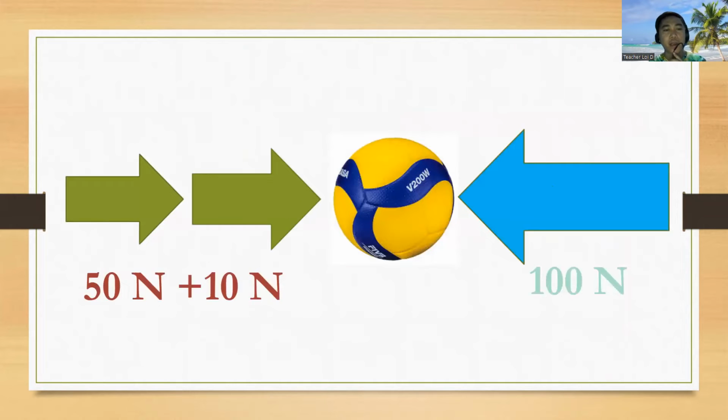This one, 50N plus 10N. And then, dito sa kabila naman, force C is 100 newtons. So, saan mapupunta yung volleyball? Yung ball na lang, sa mapupuntang direction. Sa left ba o sa right? O share your answer in our comment box.